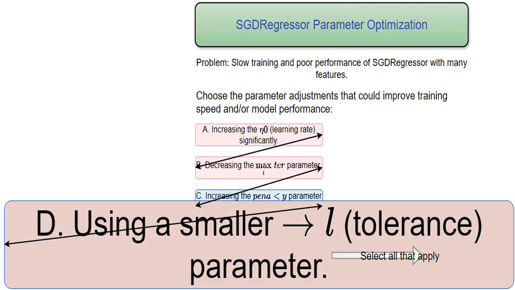Increasing the penalty strength, often controlled by alpha, adds a penalty to the model's complexity. This usually prevents overfitting, where the model performs well on training data but poorly on new data. While it doesn't directly speed up training, a less complex model might converge faster and generalize better. Regularization helps prevent overfitting by adding a penalty for excessively complex models.